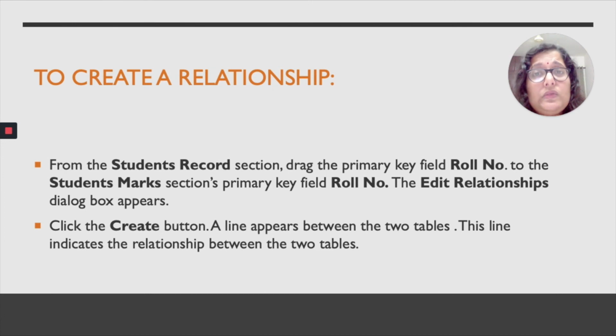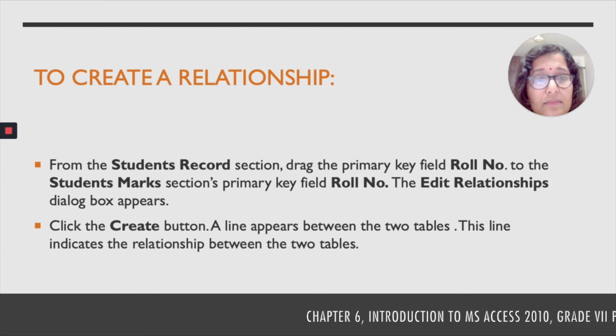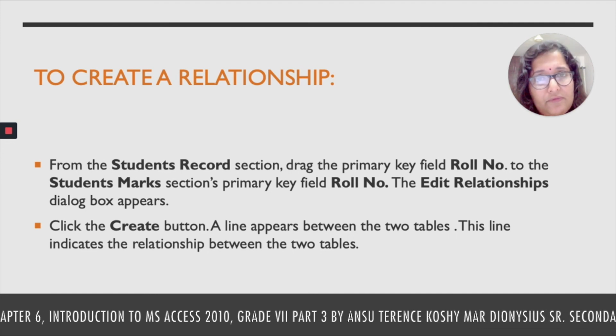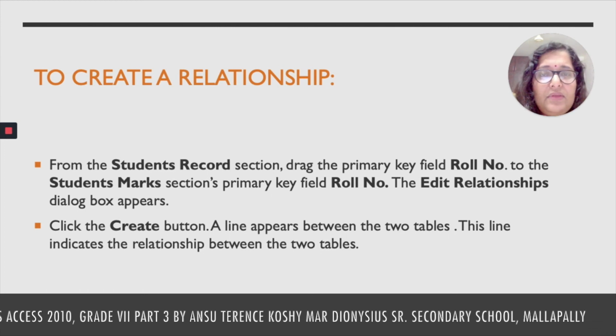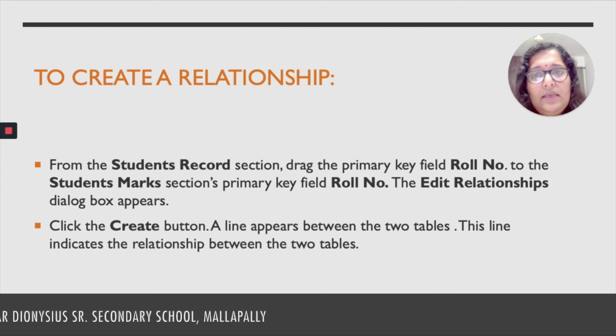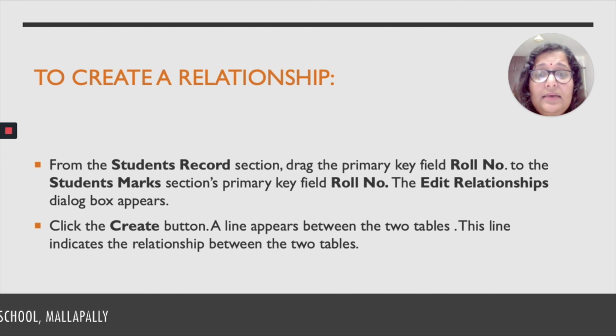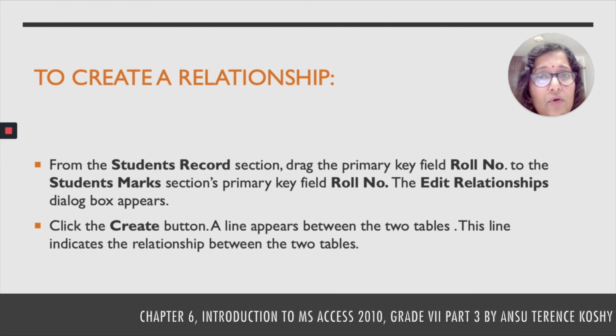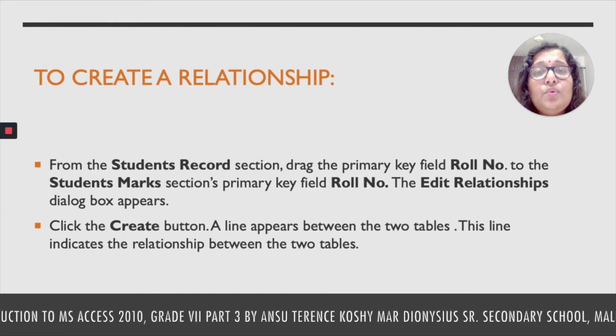From the Students Records section, drag the primary key field roll number to the Students Marks section's primary key field roll number. The Edit Relationships dialog box appears. Click the Create button. A line appears between the two tables. The line indicates the relationship between the two tables.